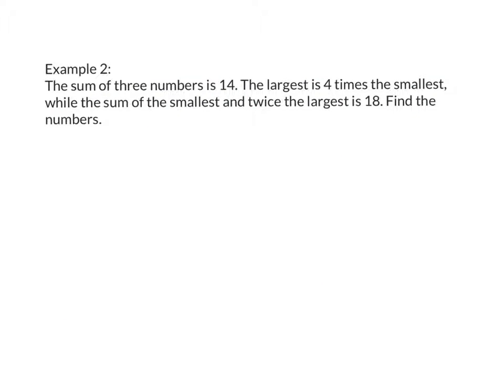The next question says the sum of 3 numbers is 14. I'm going to pick 3 letters, X, Y, and Z, for these numbers. They say the largest, and it doesn't really matter which one you make the largest, but usually I use the last one. So it says the largest is 4 times the smallest. So I'm going to have Z equal to 4x. While the sum of the smallest and twice the largest, so the sum of the smallest, that's x, and twice the largest is 2z, is 18.